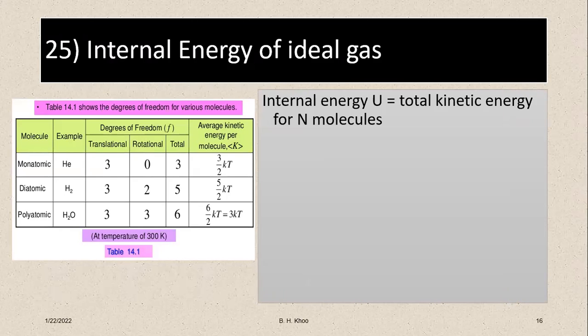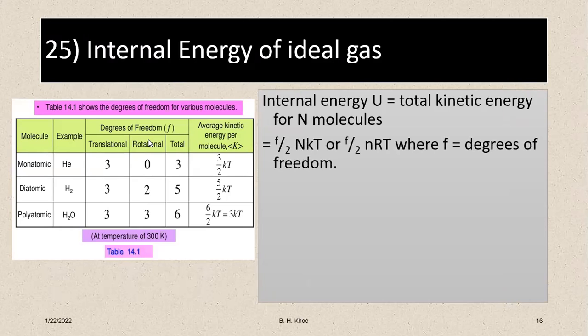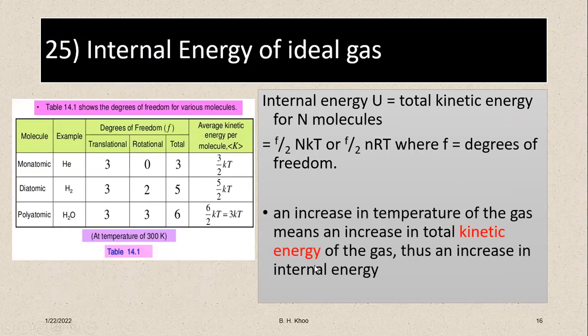So you need to remember the degree of freedom and know how to calculate that. We have derived for you this formula for degree of freedom. F is the degree of freedom, U is the total kinetic energy of the ideal gas, and N is the number of molecules. So we can read from this equation that an increase in temperature of the gas means an increase in kinetic energy. An increase in kinetic energy means an increase in internal energy, for ideal gas.